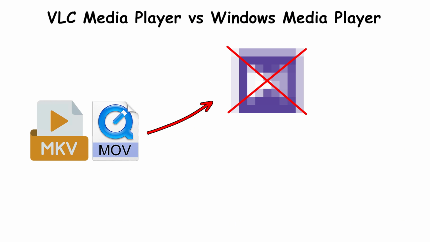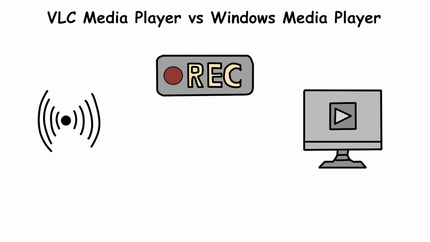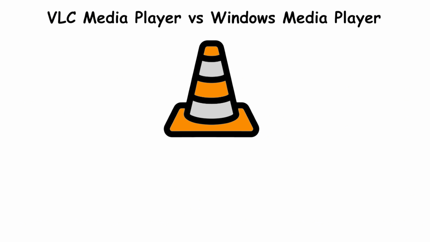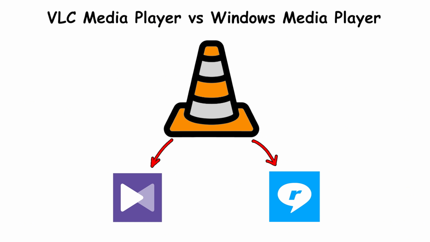Over time, it added streaming support, screen recording, and network playback, features you'd expect from commercial products, yet still cost nothing. Its orange traffic cone icon became a quiet symbol of no-nonsense functionality in a world of bloated media players.